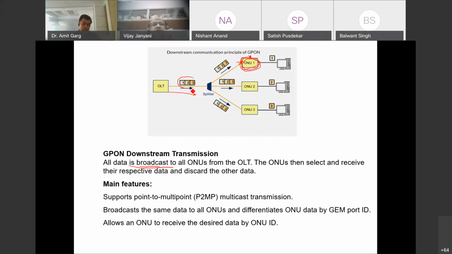You can see that this composite signal which is going through the splitter is split into three parts. But only the one meant for this ONU, as per the packet information, is filtered out and received by it; 2 is received by this one, 3 by this one. So the main features are that it supports point-to-multipoint transmission, broadcasts the same data to all ONUs, and differentiates ONUs by GEM port ID. There is a specific ID given to each ONU. So there is a filter, and that can filter out that data.